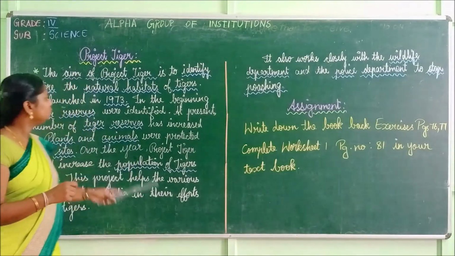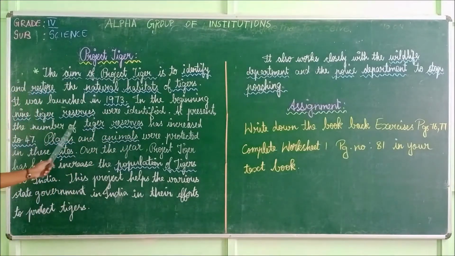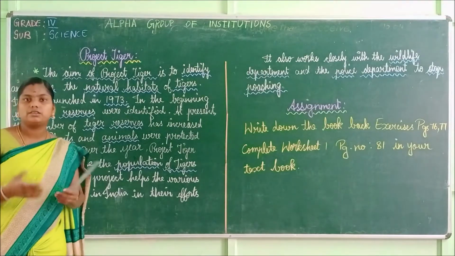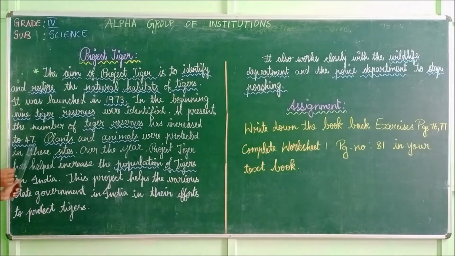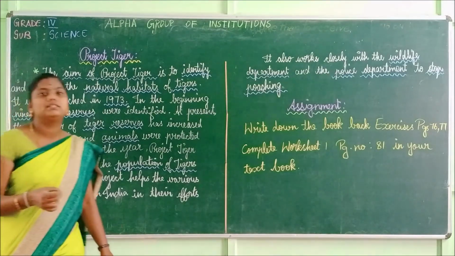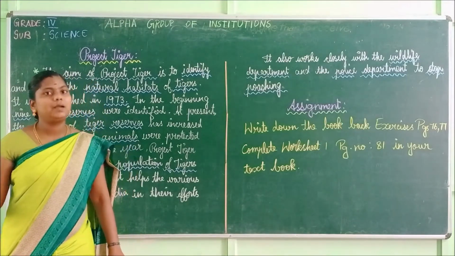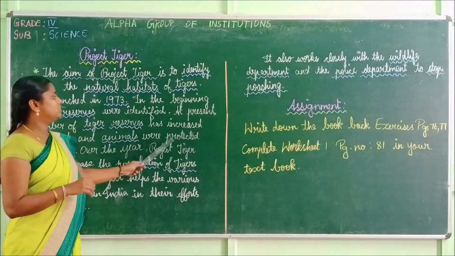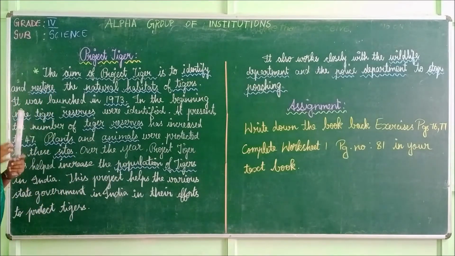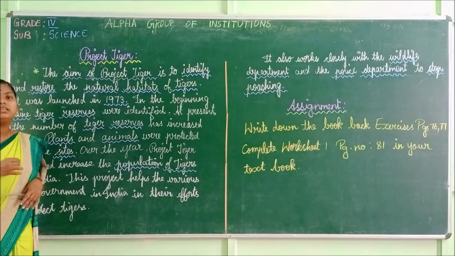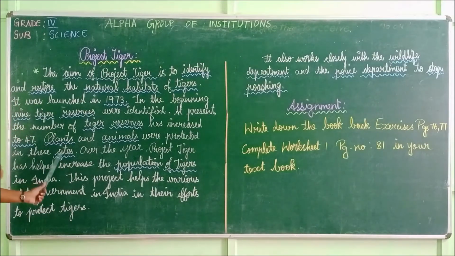At present, the number of tiger reserves has increased. From 9 tiger reserves, it is increased to 47 tiger reserves. So in 47 places, these tigers are being kept safely. Is it clear, children? Plants and animals were protected in these sites. Not only tigers, different kinds of plants and animals are also protected in these sites.